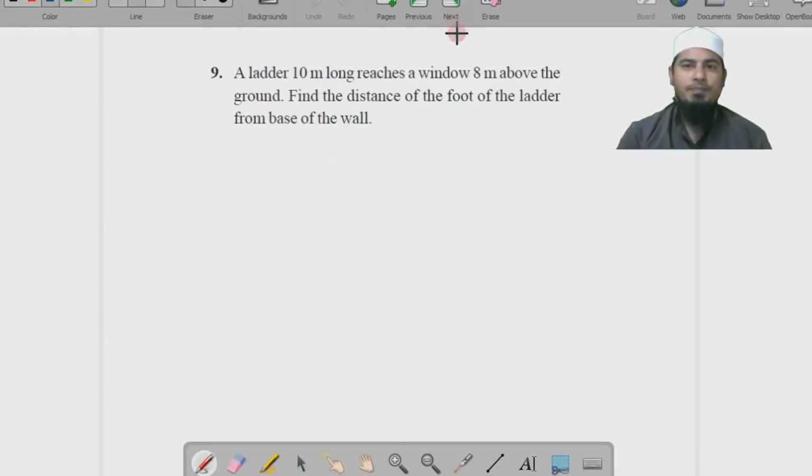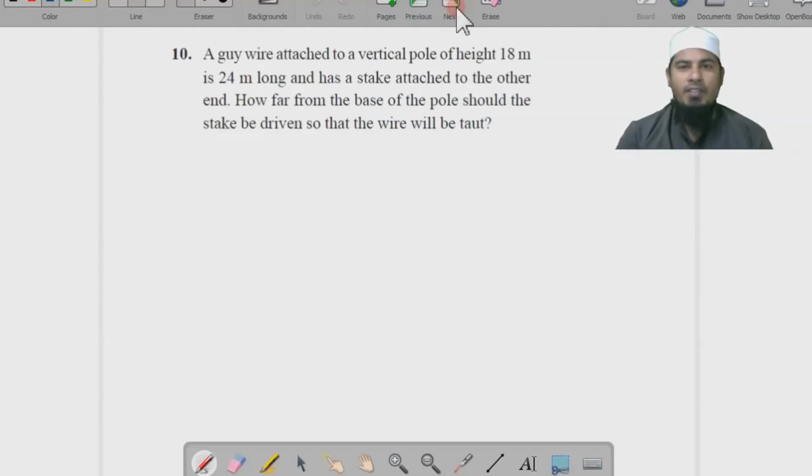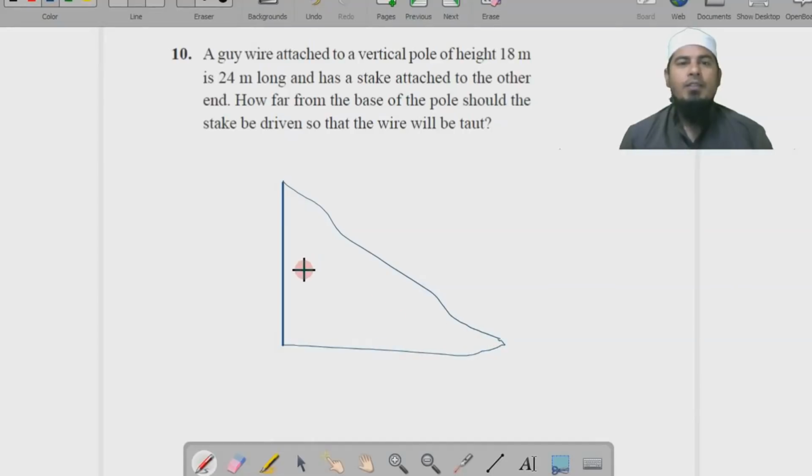Next question. Okay, again it's the same. A guy wire attached to a vertical pole. Okay, this is the pole. A wire is attached. 25 meter long and has its height, vertical pole of height 18 meters. Okay, and the wire is of 24. How far from the base of the pole should the stake be driven so that the wire will be taut?